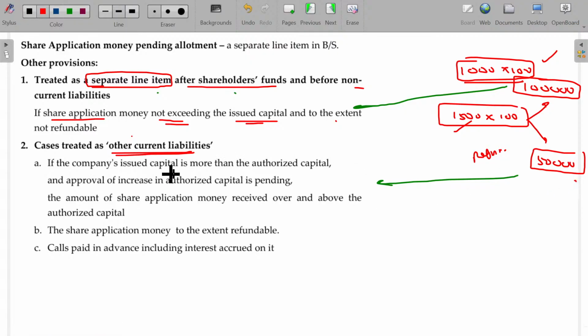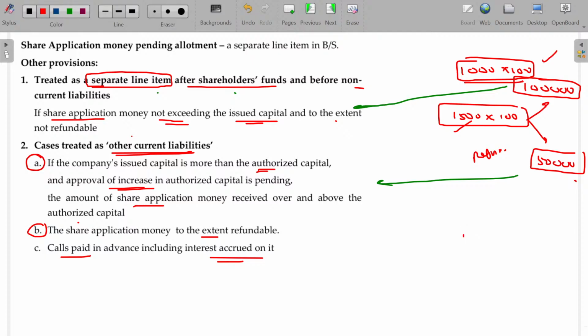If the company's issued capital is more than the authorized capital, and approval of the increase in authorized capital is pending, we are not able to allot. The amount of share application money received over and above the authorized capital should be considered as other current liabilities, because it is going to be refundable in a short duration. The same applies to share application money to the extent refundable, and calls paid in advance, including interest accrued on it. Share application money may also be received along with the call money.